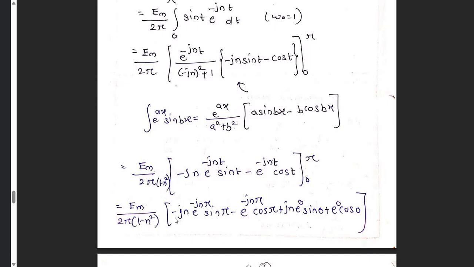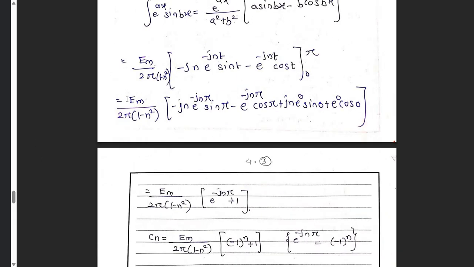So therefore here it is, into bracket this whole term, out of that upper limit pi we have substituted: minus jn e raised to minus jn pi, instead of t here it is pi, sine of pi, minus e raised to minus jn pi cos of pi. Lower limit, that is here it is already a minus sign, therefore minus minus it will become plus jn e raised to 0 sine of 0, and this minus sign will also become minus minus plus, and therefore it is e raised to 0 cos of 0.